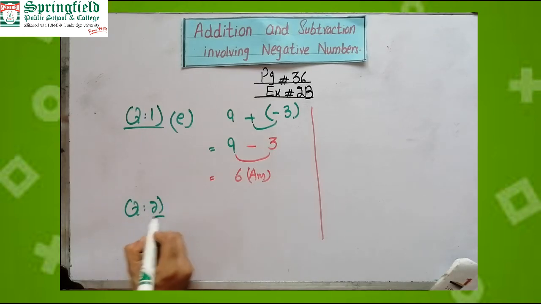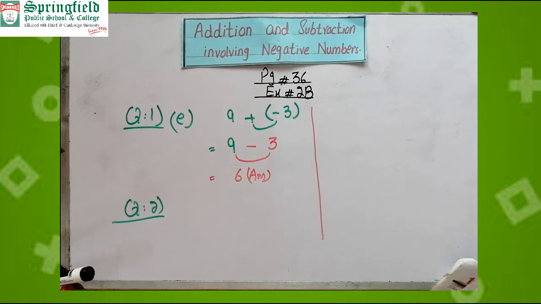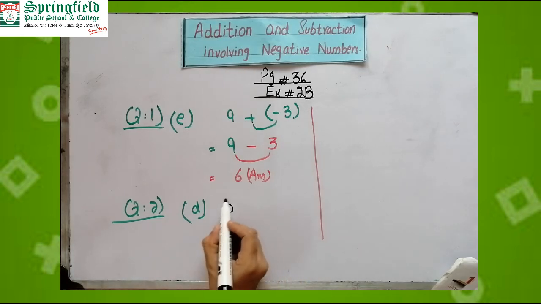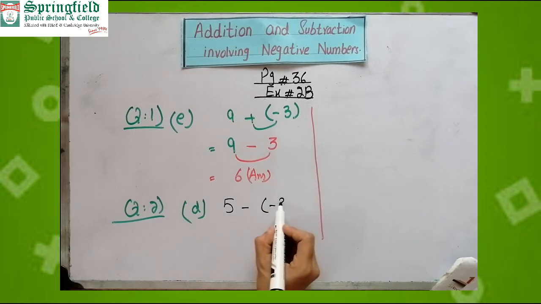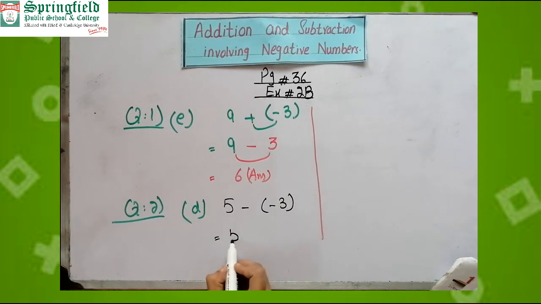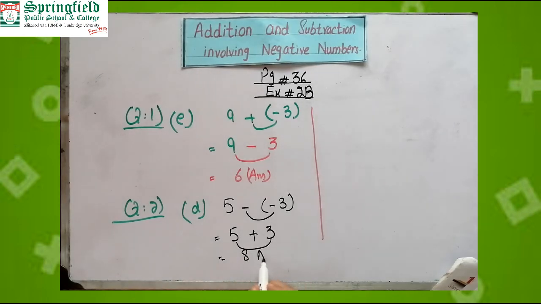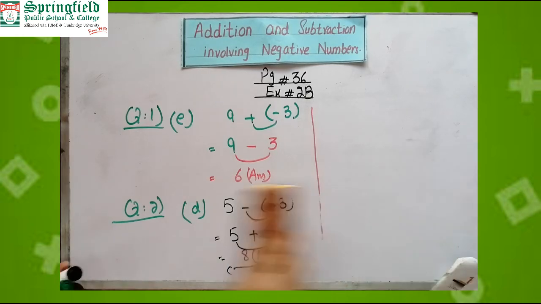Question number 2, D part. The D part is 5. These are very easy questions and they are the same kind of questions, beta. 5, open the bracket, minus minus plus 3. So 5 plus 3, 8 is your answer. Understood? The rest of the questions are your homework. Now come to question number 3.